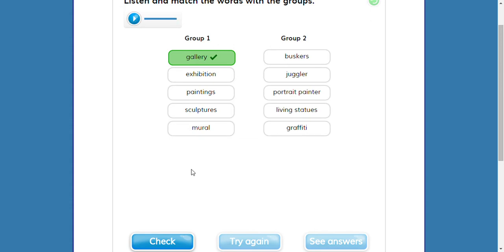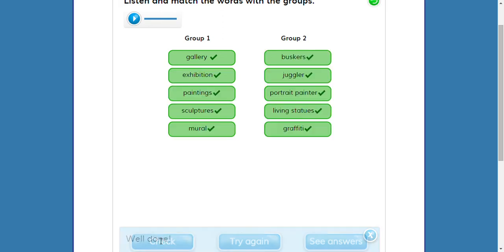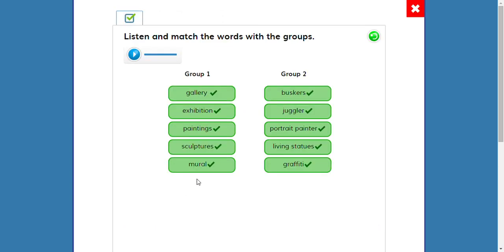Okay, class. We listen to the audio and we try to put the correct word in the correct place. Now, group number 1, we listen to gallery, exhibition, paintings, sculptures, and mural. And in group number 2, buskers, juggler, portrait painter, living statue, and graffiti. Let's see if the answers are right. 1, 2, 3. Excellent. Good job.